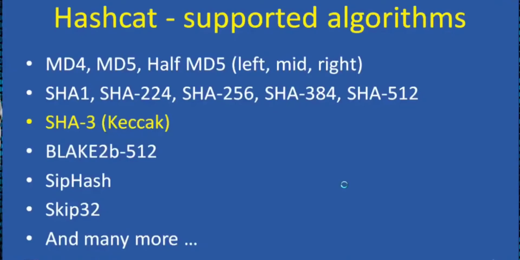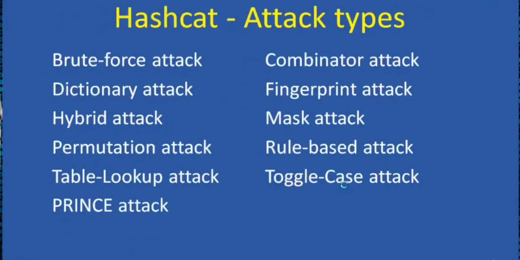These are some of the HashCat supported algorithms like MD4, MD5, half MD5, SHA1, SHA224, SHA256, SHA384, SHA512, and the latest from the SHA family, that is SHA3, Keccak, and many more algorithms are supported.